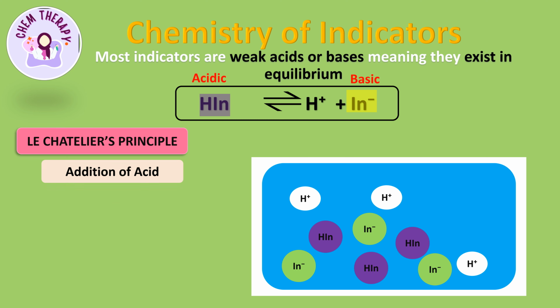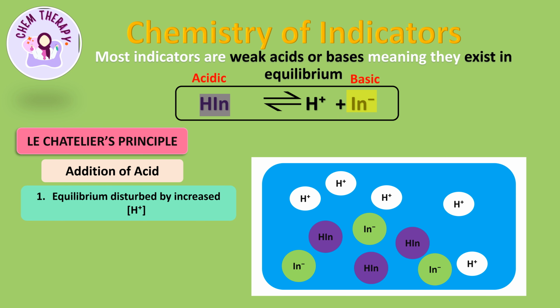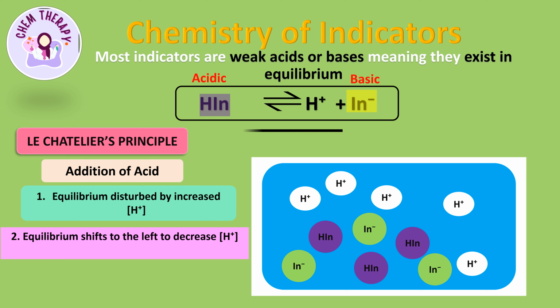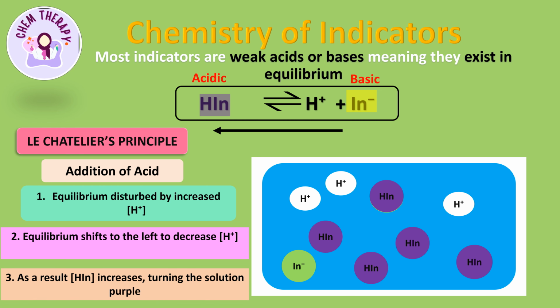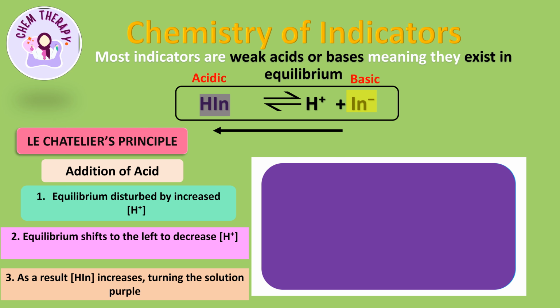Let's see what would happen if this solution was acidic. Initially, there is going to be an increase in the concentration of hydrogen ions from the acidic solution, which disturbs the equilibrium of the indicator. Following Le Chatelier's principle, the equilibrium will shift towards the left to decrease hydrogen ion concentration and to minimize disturbance. So, hydrogen ions and indicator ions will combine to form HIn. This results in an increase in the concentration of purple HIn, making the solution turn purple.